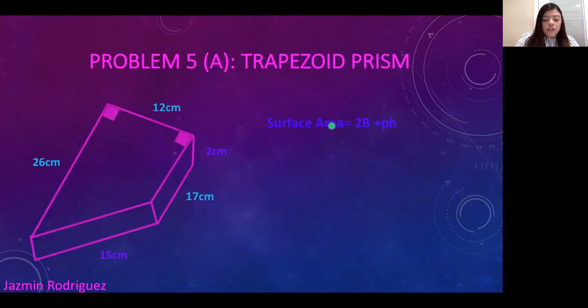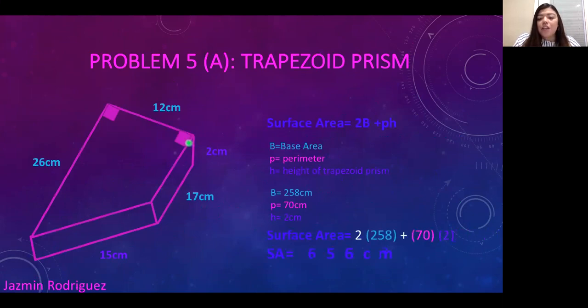Okay, now that we have determined that, we are ready to find our surface area because we already determined the base, the perimeter, and the height. So now we'll go ahead and plug that in. We know that our base, which we determined, was 258 centimeters squared, our perimeter is 70 centimeters, and our height is 2 centimeters. This is the height of our prism here. When we plug that in, we get that the surface area is equal to 656 centimeters squared.